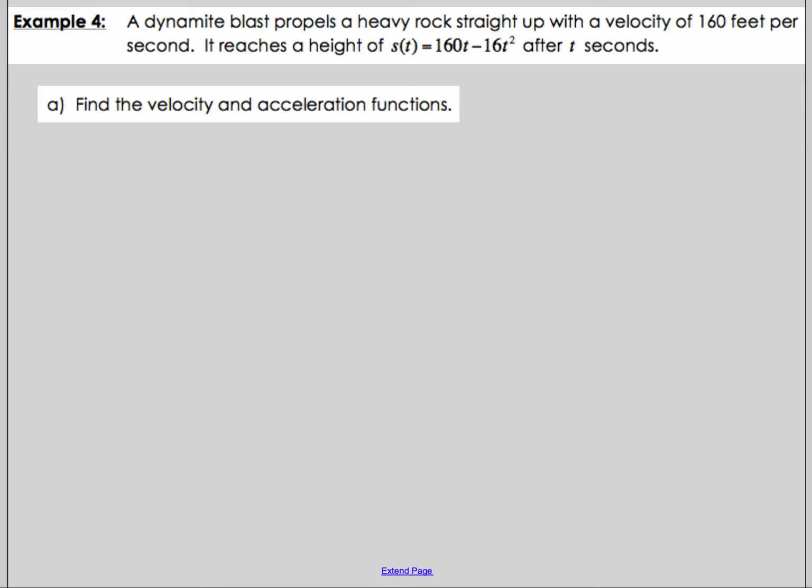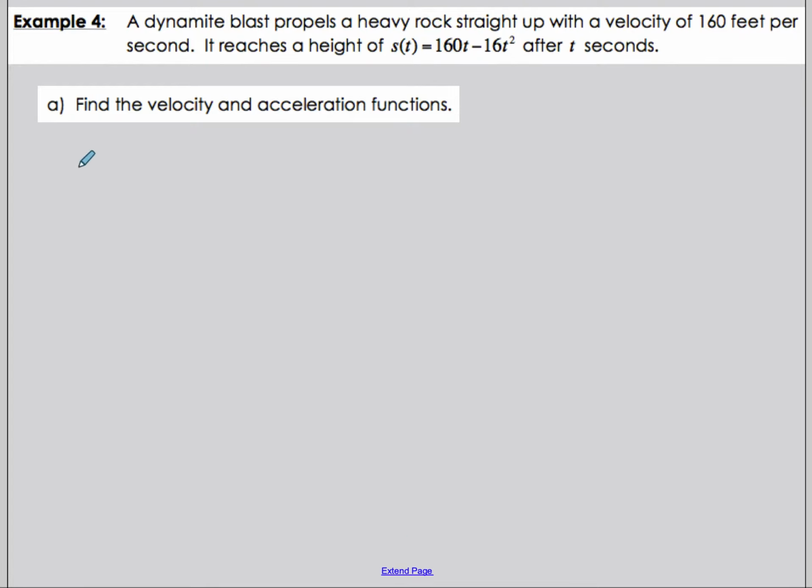All right, example 4, we have a dynamite blast propels a heavy rock straight up with a velocity of 160 feet per second. It reaches a height of s of t, which is 160t minus 16t squared after t seconds. So what this asks us to do is find the velocity and acceleration functions. The way we find velocity and acceleration functions is by using our derivative.